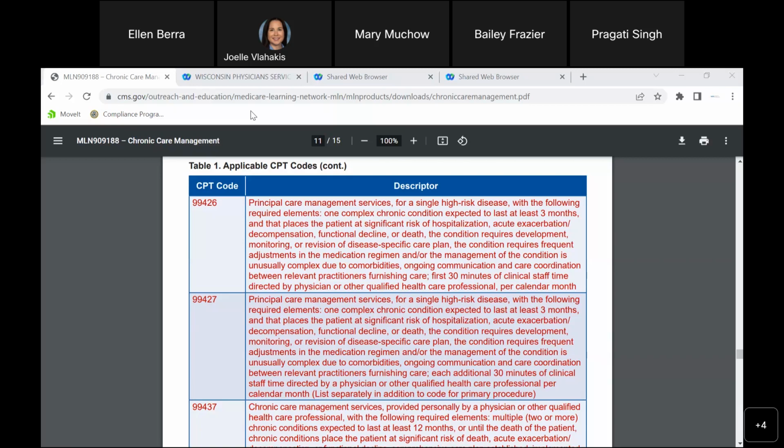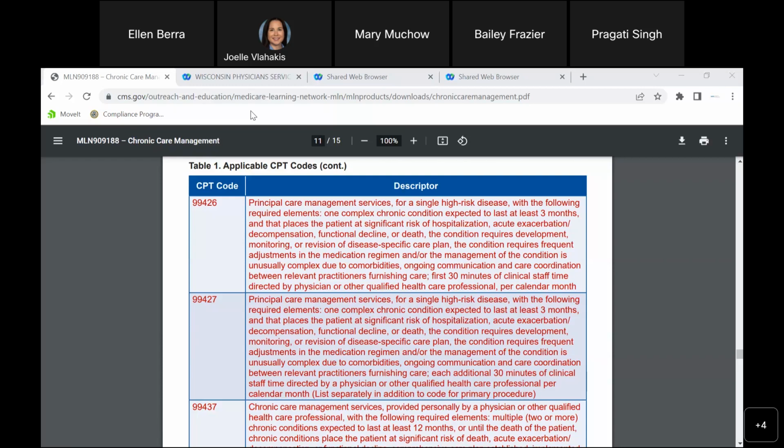Your physician can be involved in developing the care plan, or your clinical staff can develop that care plan. You need to have that consent from the patient, again, either written or verbal. And then your physician or practitioner is providing that general supervision over the clinical staff doing that service.